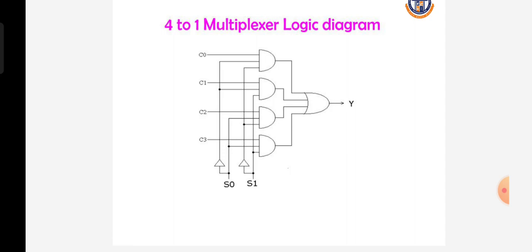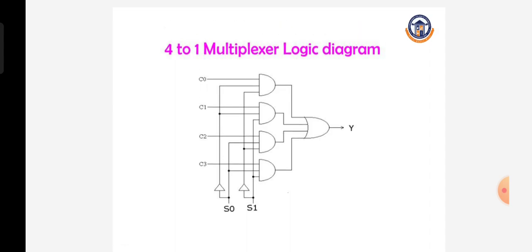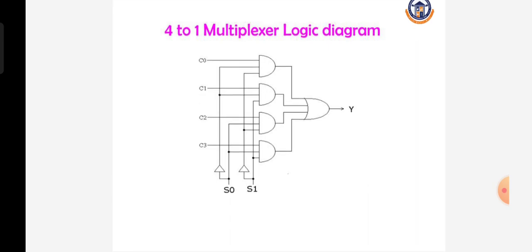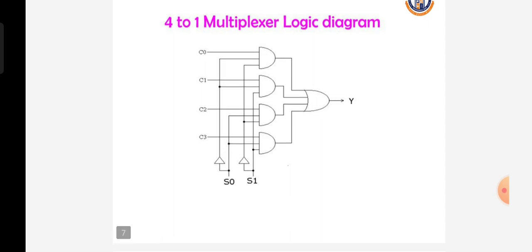When the selection input combination S1 S0 is 0 0, the D0 input is passed to the output. When S1 S0 is 0 1 is applied to the selection input, D1 is passed to the output. So therefore Y is D1. And when S1 S0 is 1 0 is applied to the selection line, D2 is passed to the output line. When S1 S0 is 1 1 is applied to the selection line, D3 is selected to the output. So the output line is D3.